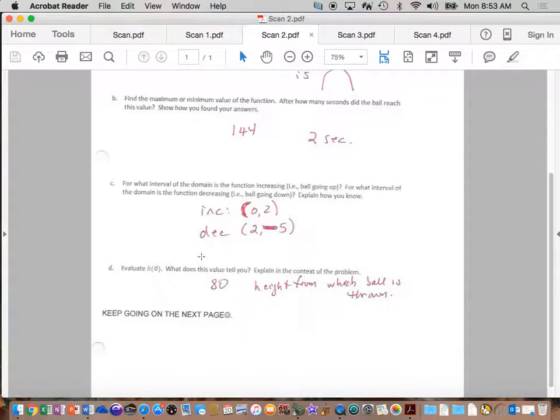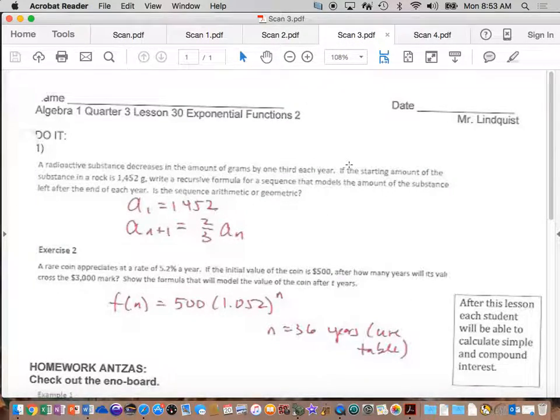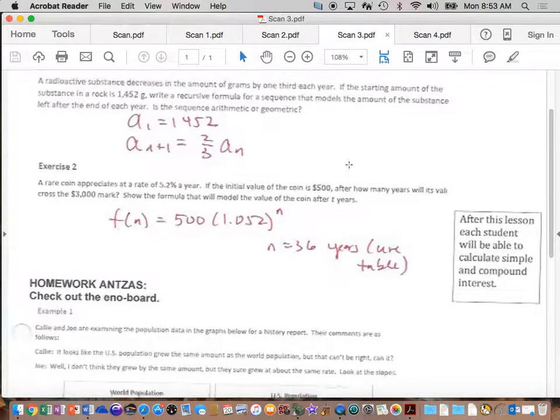And evaluate h of 0. h of 0 is 80, and that tells you the height from which the ball is thrown or dropped or whatever they say in the problem. Okay? Questions? All right. Last page, going over. Ready?